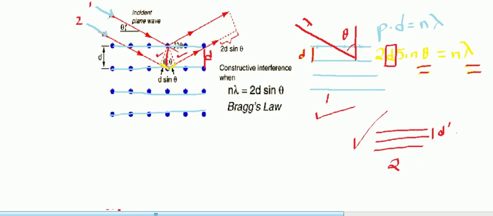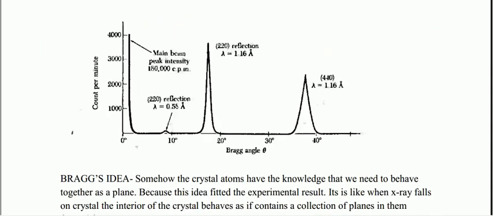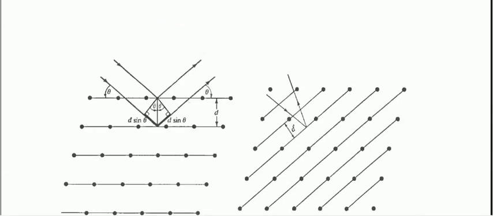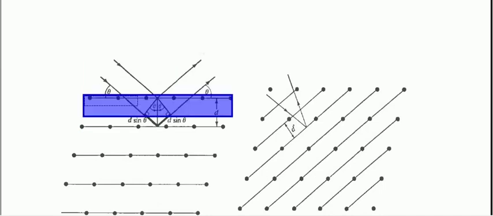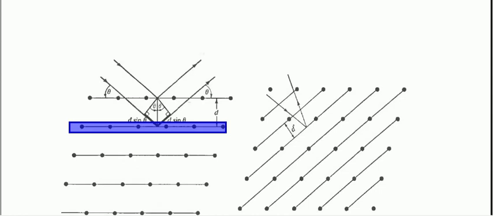Let me give an interesting observation. Another interesting thing came out. Look at this particular diagram. In this diagram, when the X-ray is falling at this angle, the planes are like this. The planes are exactly vertical.